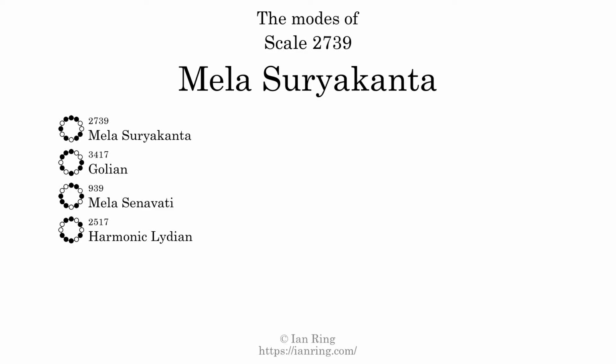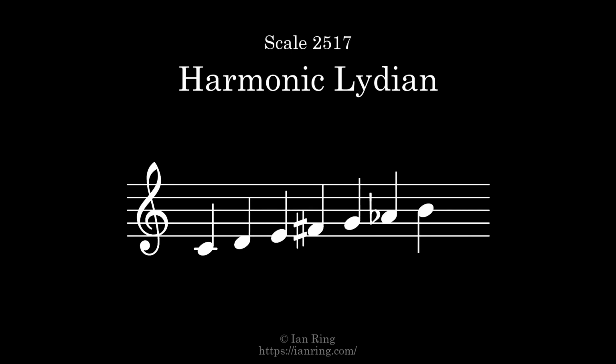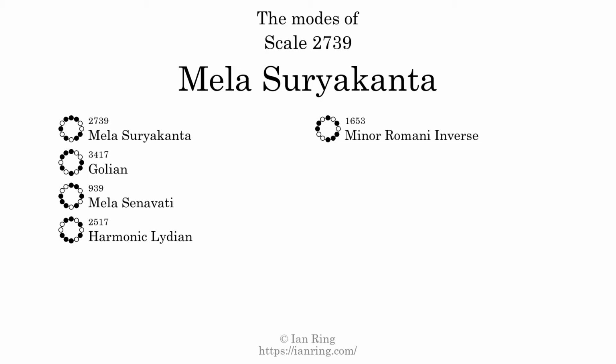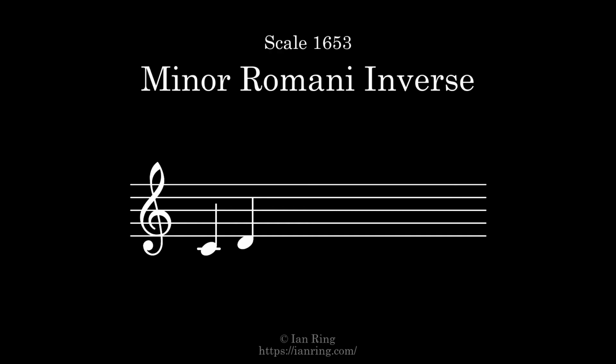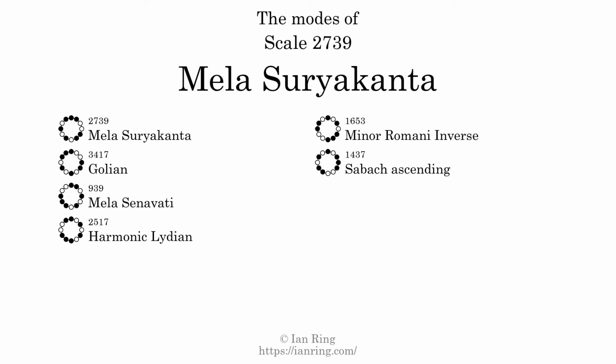The fourth mode is scale 2517, also known as harmonic Lydian. It sounds like this. The fifth mode is scale 1653, also known as minor Romani inverse. It sounds like this. The sixth mode is scale 1437, also known as Sabach ascending. It sounds like this.